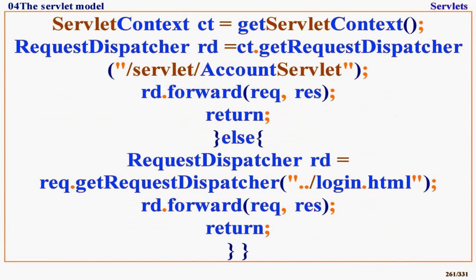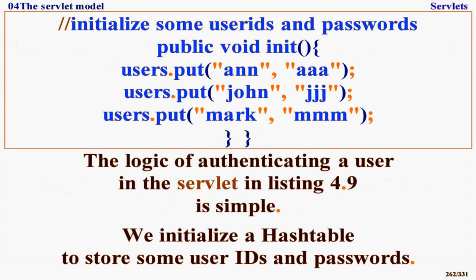req.setAttribute("usert", usert); ServletContext ct = getServletContext(); RequestDispatcher rd = ct.getRequestDispatcher("/servlet/AccountServlet"); rd.forward(req, res); return. Else, RequestDispatcher rd = req.getRequestDispatcher("login.html"); rd.forward(req, res); return. Initialize some user IDs and passwords: public void init, users.put("aaa", "aaa"), users.put("John", "jjj"), users.put("Mark", "mmm").